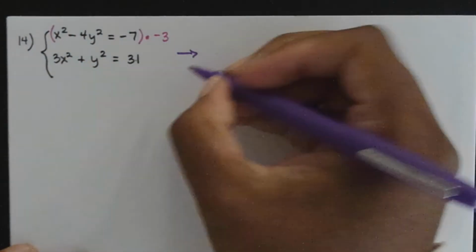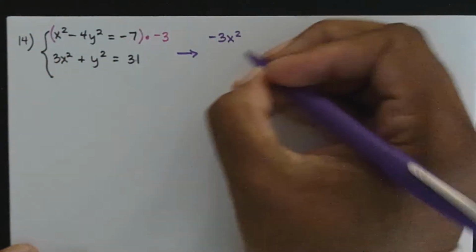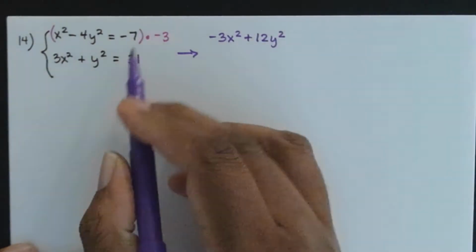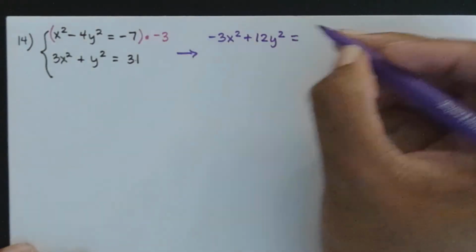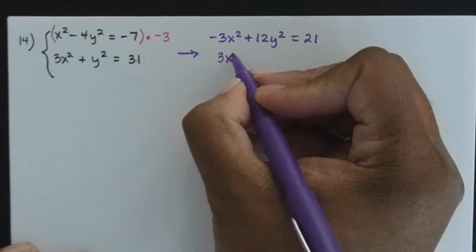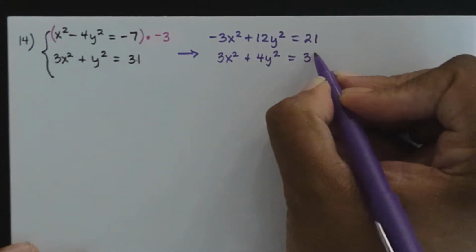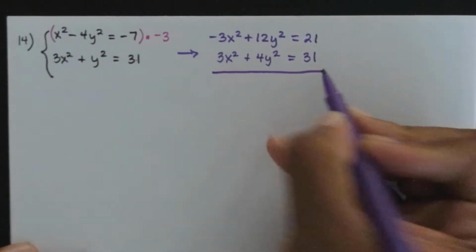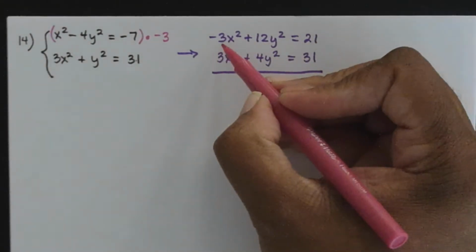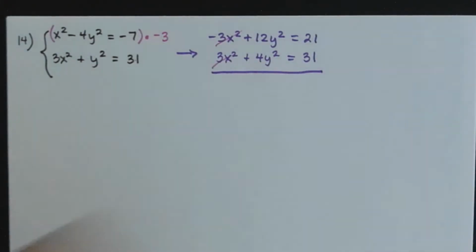Negative 3 times x squared would be negative 3x squared. Negative 3 times the minus 4y squared would be a plus 12y squared. And that's equal to negative 3 times negative 7, which is 21. Then I'll bring over the other equation, 3x squared plus y squared equals 31. Now I can add those two equations together. The negative 3x squared and positive 3x squared, that's gone. That adds to 0.